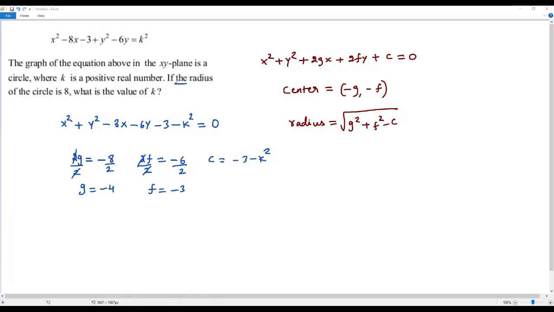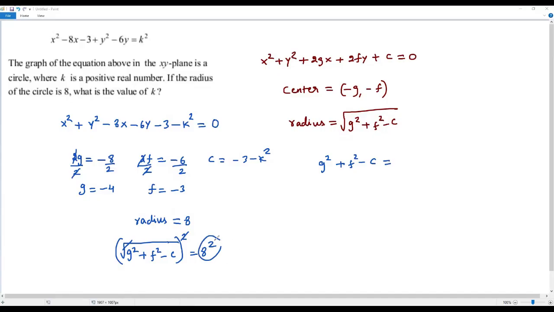Now let's consider this particular piece of information, that the radius of the circle is 8. So the radius equals 8. For this radius, we can use the formula: the square root of g² + f² − c equals 8. To get rid of the square root, we can square both sides of this equation. Then the square root and square will cancel out. I am getting g² + f² − c equals 8², which on the right side is 64.